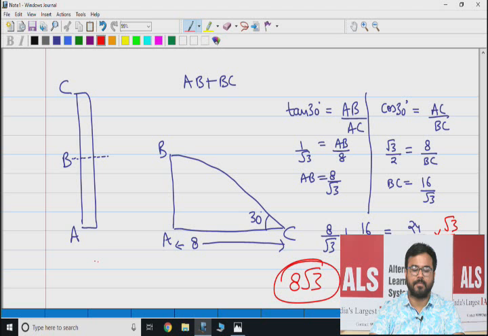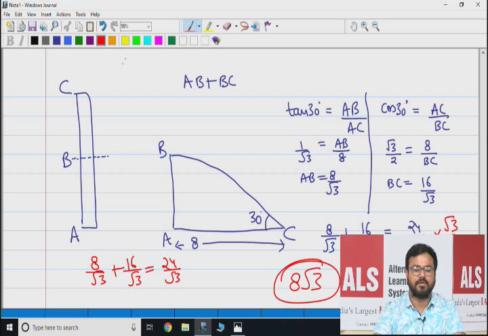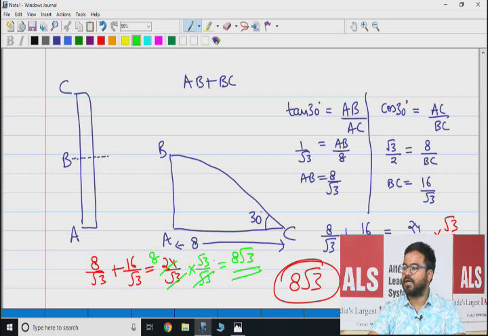And I am writing over here also, in that place you can't see. 8 by root 3 plus 16 by root 3, that is 24 by root 3. And just rationalize this one, multiply by root 3 and divide by root 3. So it will become root 3 and root 3 will become 3. They will cancel out this 24 8 times. So 8 root 3 is the answer. I hope this is clear.